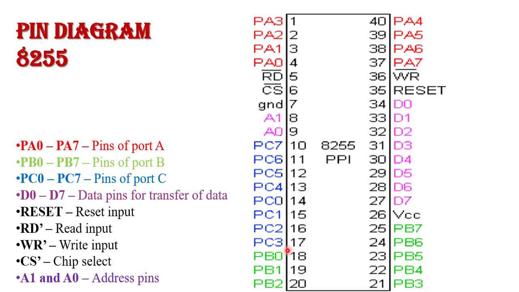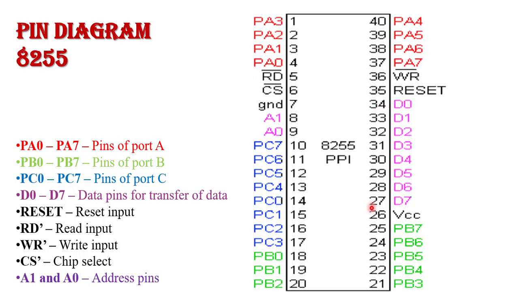Now the third port is port C. Pin number 10 to pin number 17 are the pins of port C. These also form an 8-bit bidirectional input-output port. These lines are divided into two sections, PC0 to PC3 and PC4 to PC7. These two sections can be individually used to transfer 4 bits of data from two separate port C sections, the upper port C and the lower port C.